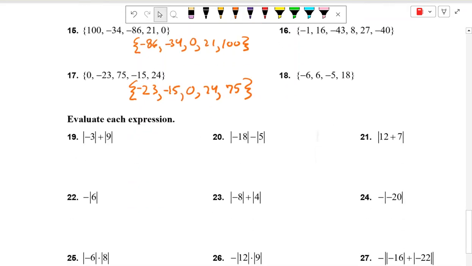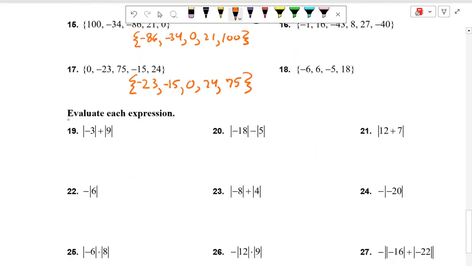As you cruise down here to number 19, let's take a look at this. Evaluate means to simplify. So let's do that. Using GEMS, and I'll only write it one time here, GEMS helps us with the order of operations. We'll take the absolute value of negative 3 and the absolute value of 9. We'll do two steps at one time because we know that the addition sign here splits that with order of operations. So this is 3 and this is 9. Bring down the plus sign. And 3 plus 9 is 12.